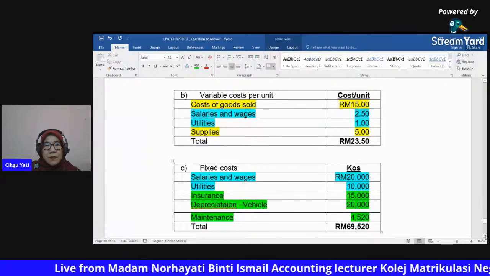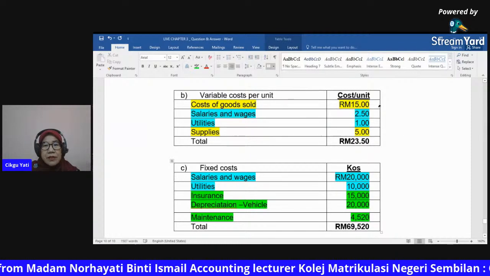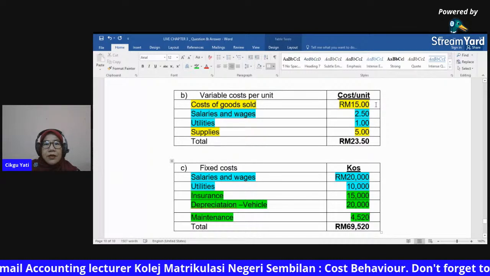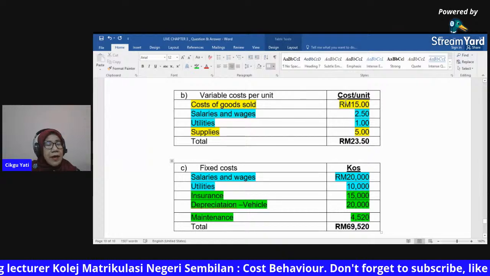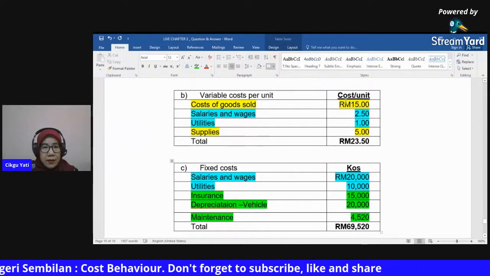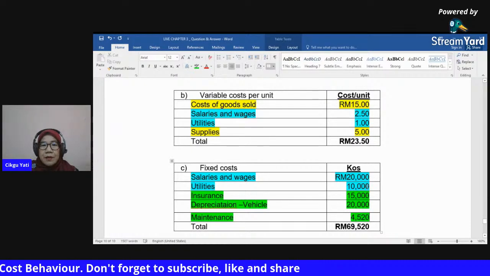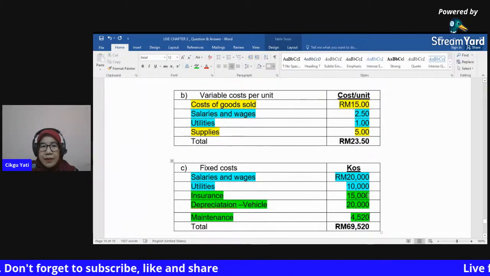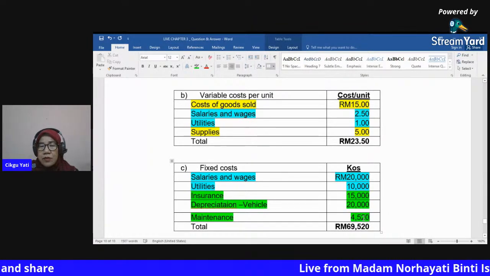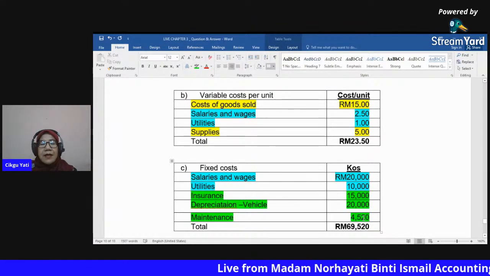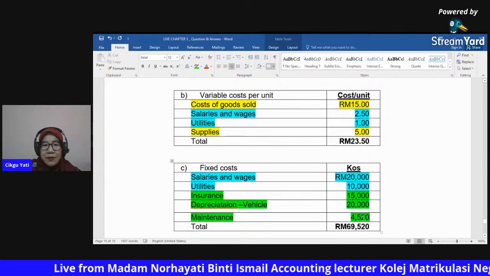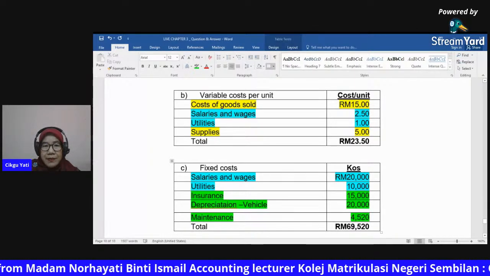For variable cost per unit, the conclusion is, when you substitute the amount using the high-low method, you find out you have only variable cost per unit, but fixed cost is 0. And for maintenance, insurance, depreciation, you can see the figure remains constant for 2018 and for 2019. That's all for today, and hopefully you really understand.